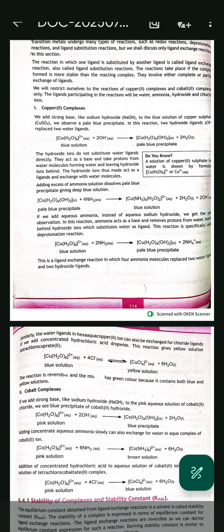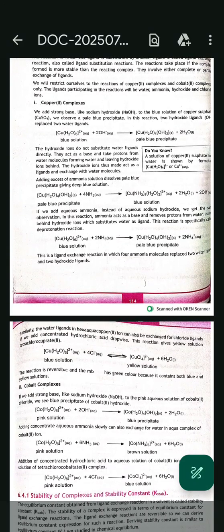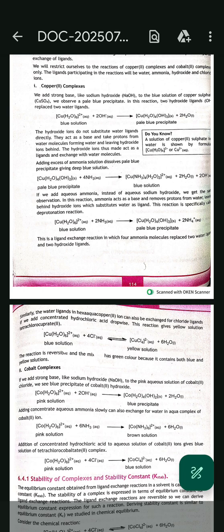The reaction takes place if the complex formed is more stable than the reacting complex. They involve either complete or partial exchange of ligands. We will restrict ourselves to the reaction of copper 2 complexes and copper 3 complexes. The ligands participating in the reaction will be water, ammonia, hydroxide and chloride ions.